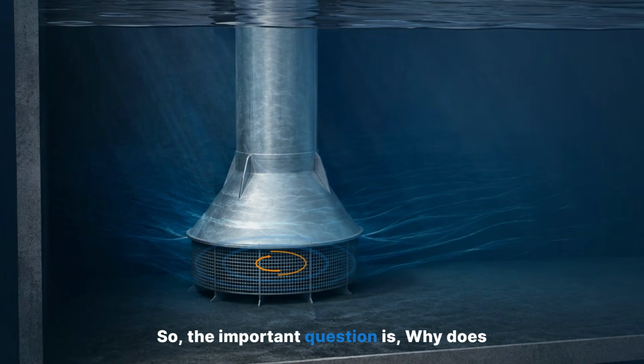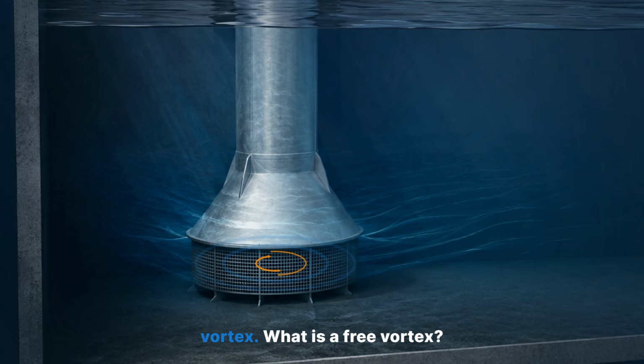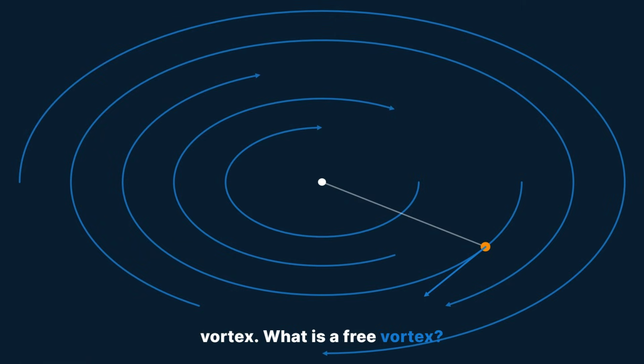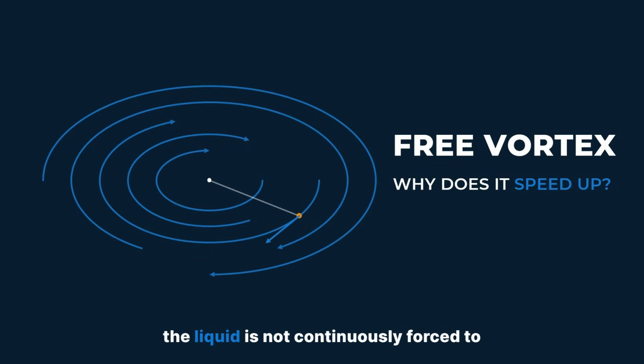So, the important question is, why does this swirling flow become faster as it moves toward the center? To understand that, we need to understand the free vortex. What is a free vortex? A free vortex is a rotating flow in which the liquid is not continuously forced to rotate like one solid body. The fluid already has some rotational motion. And as that rotating fluid moves inward, something very interesting happens. The swirl becomes faster.